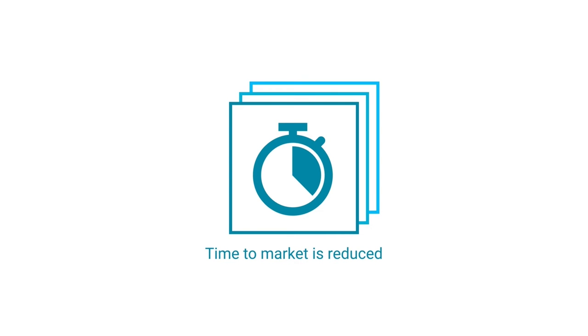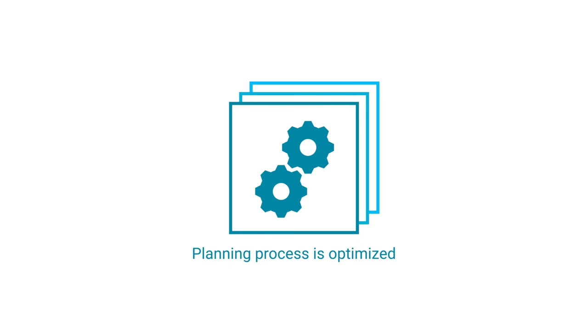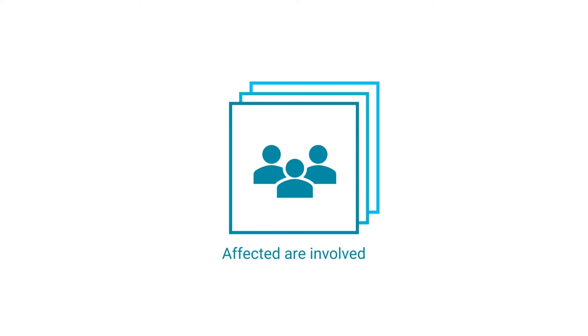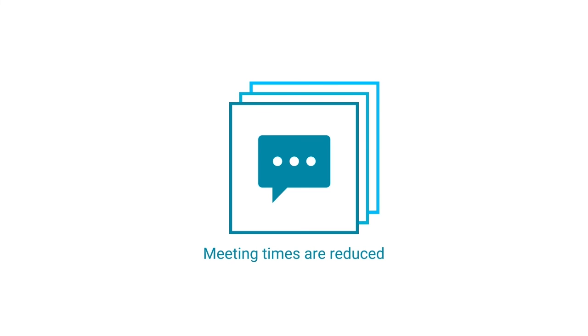Number one, we are a lot quicker. Time to market is a fitting keyword here. Number two, we are more efficient, meaning the planning process has become much more efficient. Number three, changes that we make are coordinated within the team. All affected parties are involved. And number four, and this is very important, we are able to reduce meeting times. I have to say, this has accelerated our process a lot.